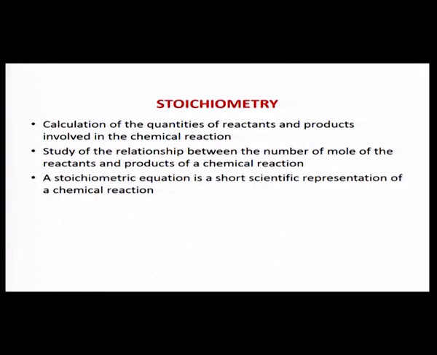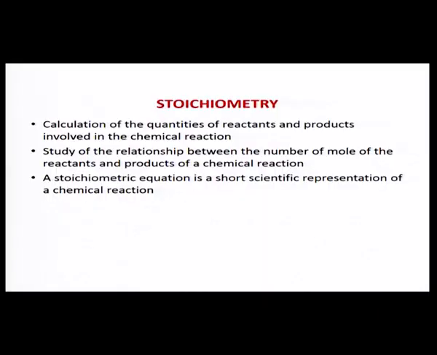So, it actually deals with the calculation of quantities of reactants and products involved in a particular chemical reaction, and it is the study of the relationship between the number of moles of the reactants and products involved. For this we have to write a chemical reaction equation, that is, a stoichiometric equation, which is a short scientific representation of a chemical reaction. Apart from the chemical equation, we have to involve the number of moles of reactants involved as well as products formed in a particular chemical reaction.